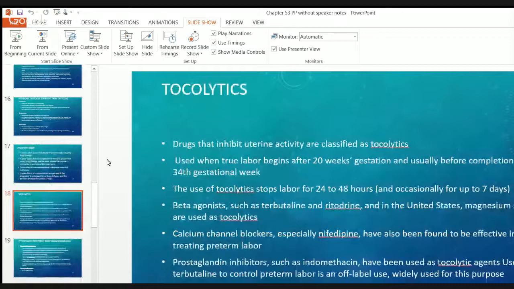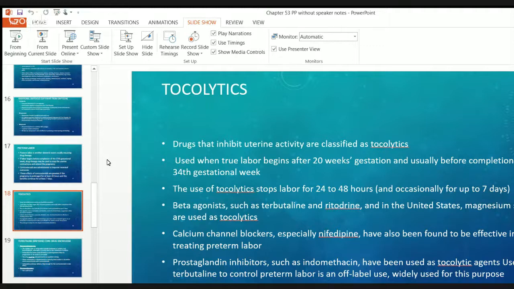So let's look at these classifications of medications. Tocolytics, which again are used to treat preterm labor, are drugs that inhibit uterine activity. They're used when true labor begins, after 20 weeks yet before 34 weeks. So a little bit of why 20 weeks is the marker: typically a baby is not considered viable until after 20 weeks.